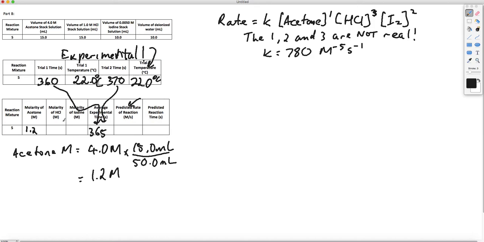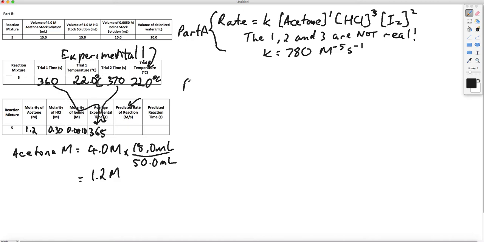The HCl I'll do in the same way. That's going to be 0.30, and the iodine is 0.0010 molar there. Now I'm going to figure out this predicted reaction rate, and to do that I'm going to use the information I came up with in part A. So all of this is from part A. But again, remember, a lot of this is made up information. It's not going to be what you would find.